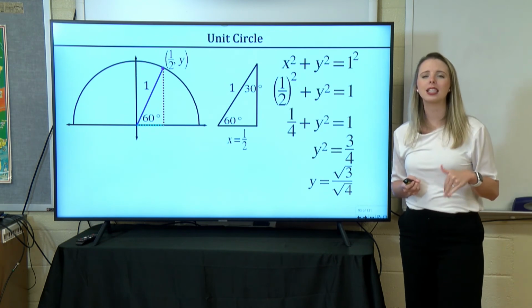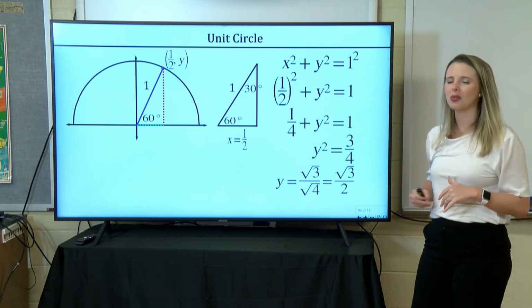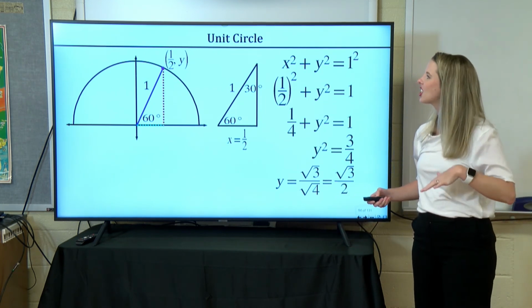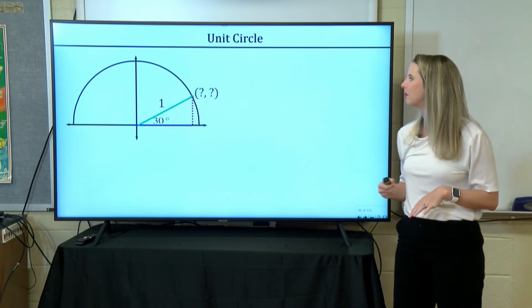The square root of 3 simplifies to the square root of 3. The square root of 4 simplifies to 2. I don't have a square root in the bottom, so I'm good. I don't have to rationalize. I know my entire point is 1/2, comma square root of 3 over 2.